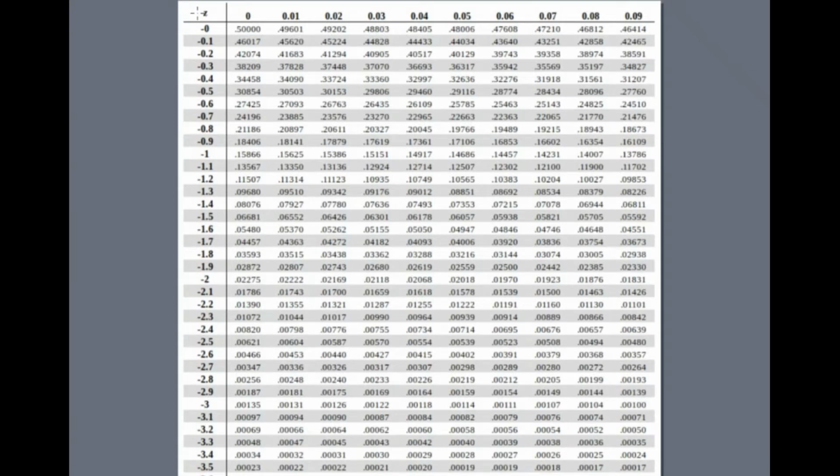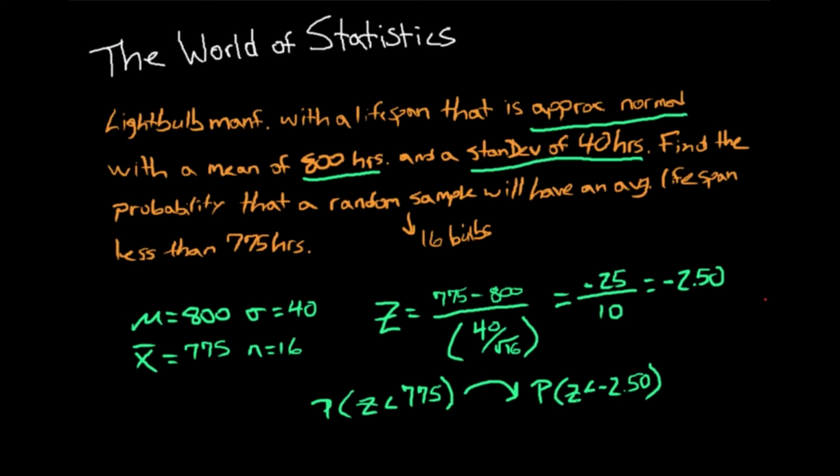So here we have the negative side of the standard normal table, and our z value was negative 2.50, so we're going to go all the way down to negative 2.5, and of course it was 2.50, so our value is going to be this, 0.00621. So the probability that z is less than negative 2.50 is equal to 0.00621. In this case, we're just going to go 0.0062.